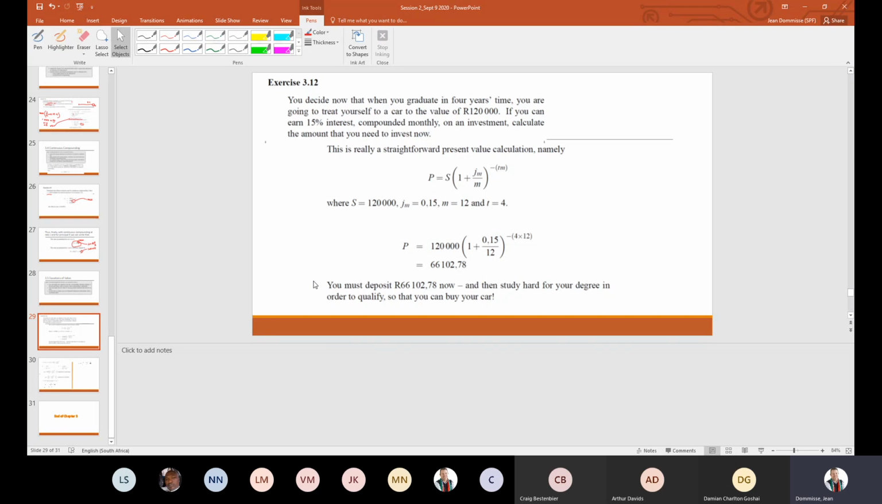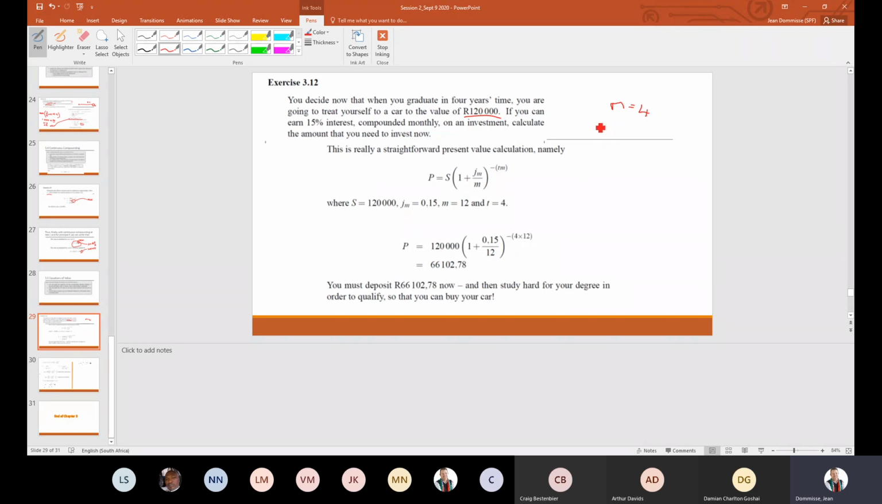So let's first finish this one, and then we'll get back to some of my contact details. Okay, so you decide now that when you graduate in 4 years' time, so n is equal to 4, you are going to treat yourself to a car to a value of 120,000. Okay, this was way back when cars were still very cheap.